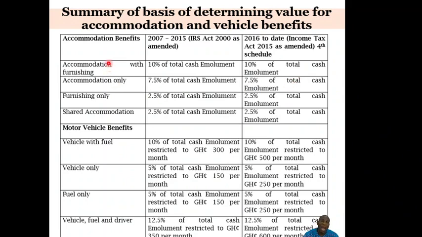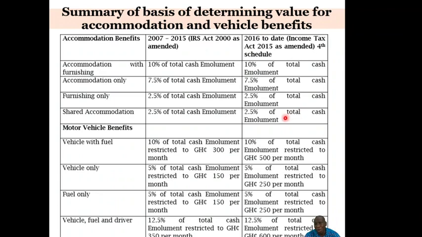Now, in some organizations, the employees will only be given furnishing. They are not given accommodation, but they are given furnishing. Then that one will be 2.5% of the total cash emolument. In some cases, the accommodation will be a shared accommodation. The employee is sharing that accommodation with another employee. If that's the case, it will be 2.5% of the total cash emolument.